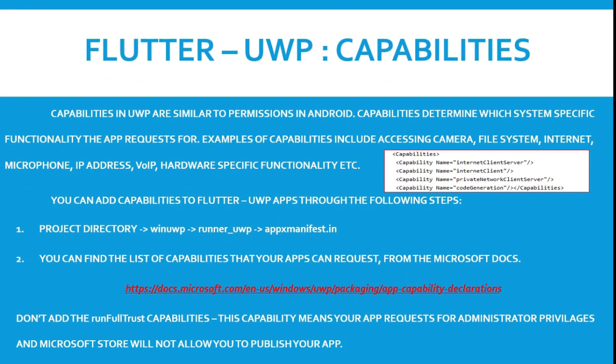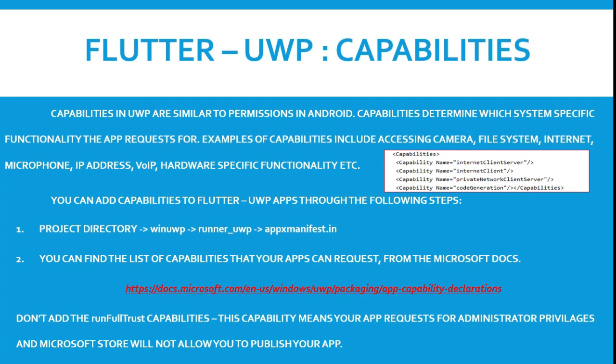After that, what are capabilities? Capabilities in UWP are similar to permissions in Android, as I have explained previously. If we need to include capabilities such as accessing the camera, file system, internet, microphone, IP address, VoIP, or hardware specific functionalities, then we need to add the capabilities. How can you add them? Inside the WinUWP folder, inside the runner_UWP folder, and inside the appx manifest.in. You can get the documentation about all the capabilities from the link that I have given in the description.